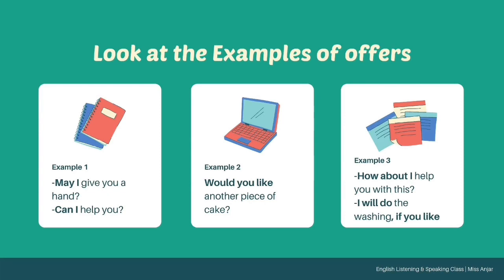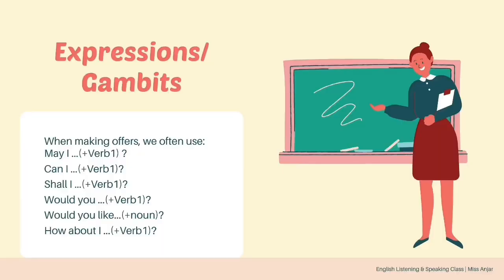Okay, I will blah blah blah if you like. Okay, that's an offer, right? If you like, I will do blah blah blah. Okay, that's the example. And let's have a look at the other expressions that you can use when you want to make offers, yeah? Okay, you can say, may I, can I, shall I, or would you, or how about I, yeah. Those are the expressions.